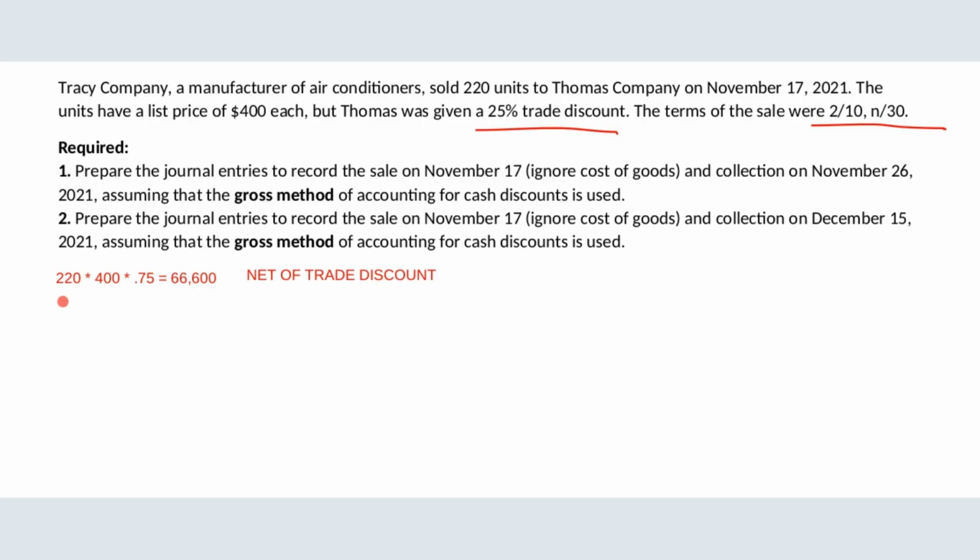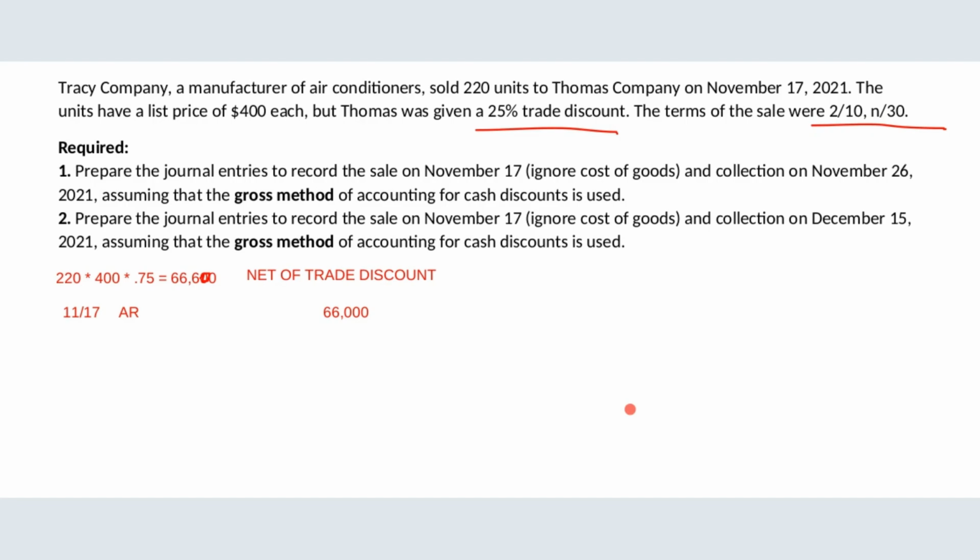Okay, so we're using the gross method. So with the gross method, on our initial, the sale took place on the 17th, right? On the 17th, that's the amount that we're going to be using, the 66. So we're going to debit accounts receivable for 66,000. Oh, I have 600. Oh no, it is 66,000. It is 66, not 600. And then we are going to credit sales revenue.